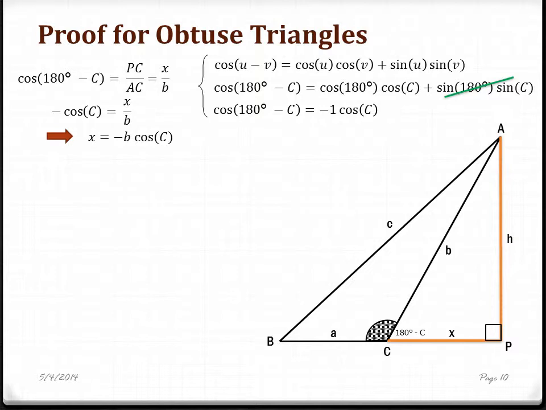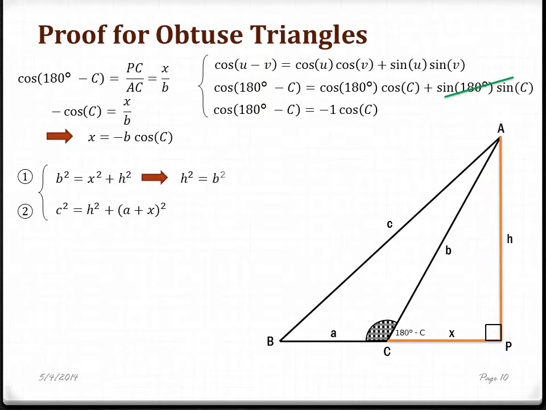Applying the Pythagorean theorem on triangle APC and triangle APB individually, the result follows very similarly to the proof for acute triangles on the previous slide. So, from triangle APC, we have b squared equals x squared plus h squared, and from triangle APB, we see that c squared equals h squared plus (a plus x) squared. Rearranging the first equation, we have h squared equals b squared minus x squared, and plugging this into the second equation results in c squared equals b squared minus x squared plus (a plus x) squared.